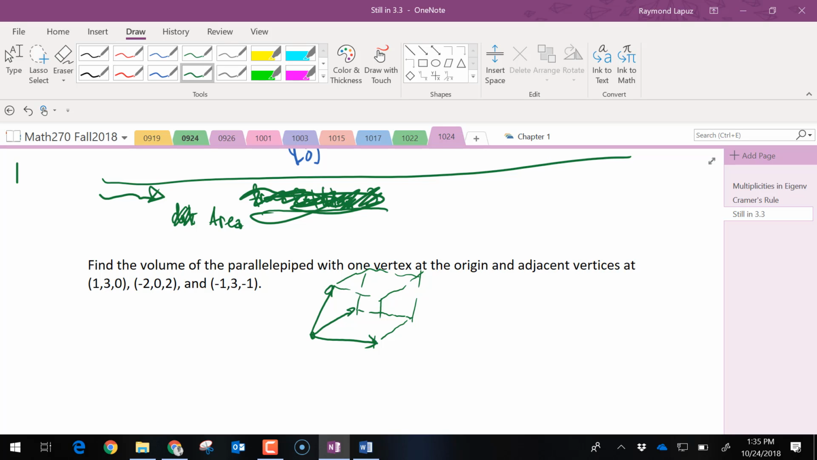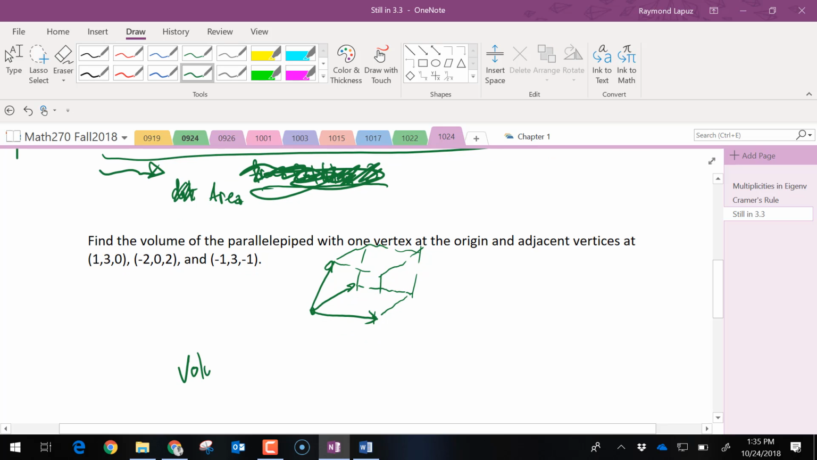your determinant's going to not equal 0, etc., and all the other long list from A to S, or whatever it was now. So the area, or in this case, we're looking for the volume now. The volume of this is going to be equal to the determinant of these 3 vectors. So 1, 3, 0, negative 2, 0, 2, minus 1, 3, minus 1.